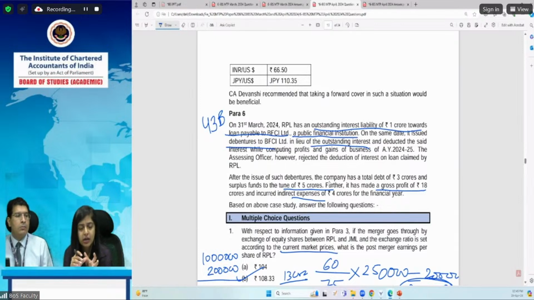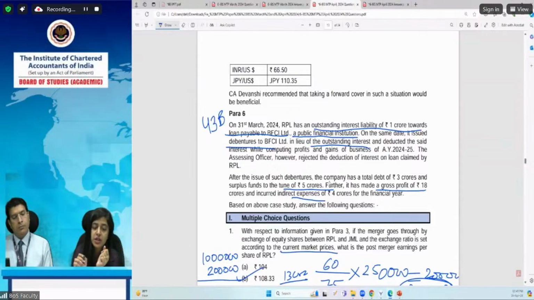But in our case study, the company had an outstanding interest of 1 crore. This interest is from whom? From a public financial institution. It means 43B is very much applicable on this interest. Instead of paying the interest, the company issued debentures and deducted the said interest in its books of accounts. So we have to see whether it is allowed. If you convert your interest into a debenture, whether that tantamounts to actual payment and would be allowed as deduction or not, we have to analyze that.